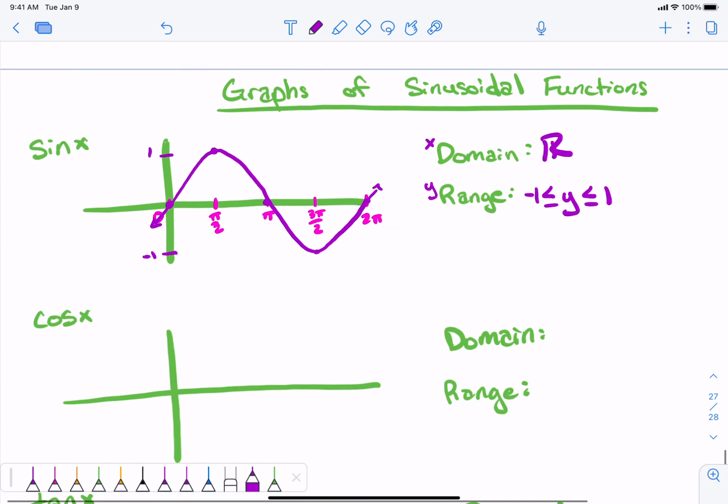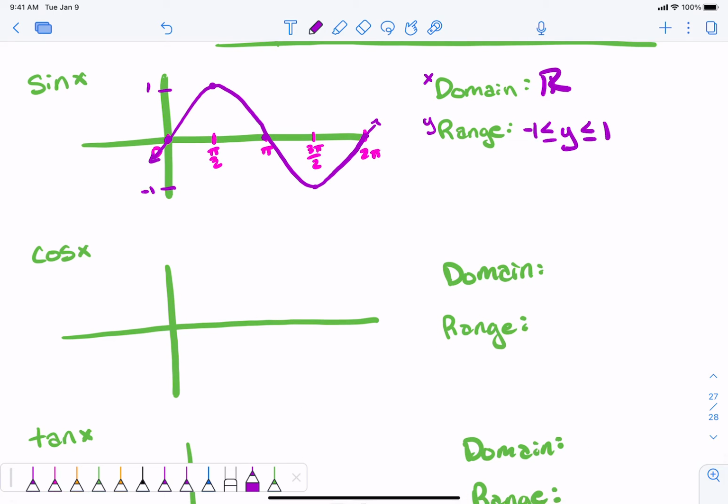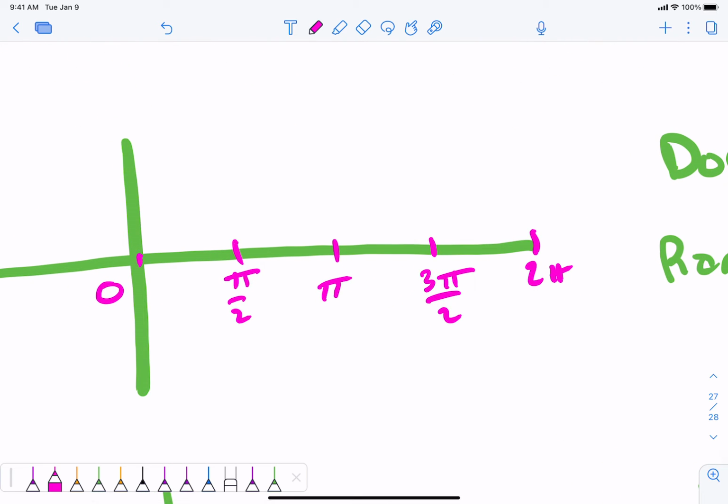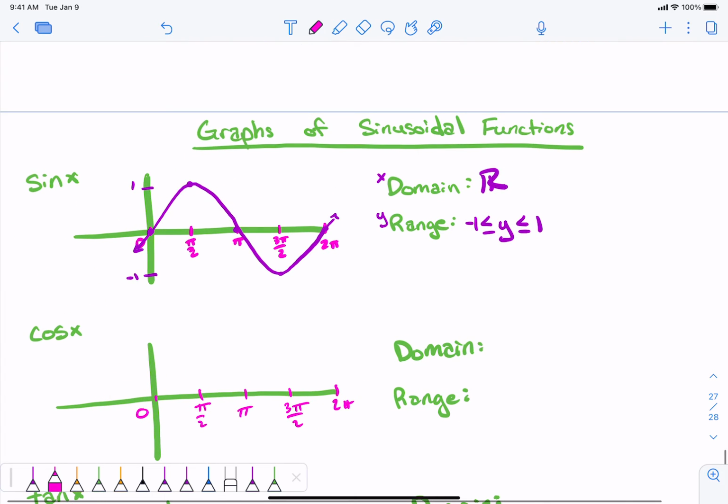Are we ready for cosine? Yes. Cosine, we label exactly the same. We start at 0 and go to 2 pi because that's one full cycle. Pi is in the middle, pi over 2 is in the middle of that, and 3 pi over 2 is in the middle of that. We still have the same units because cosine has the same period as sine. Maybe let's label that. I'm going to go up at the top here, over to the right side, and say the period is 2 pi, and this one also has a period of 2 pi.